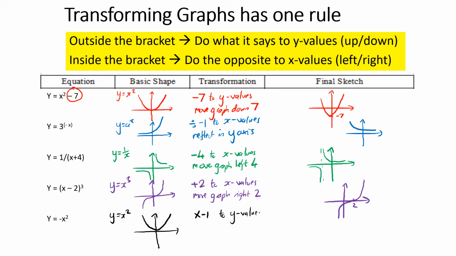What will that actually do? Well, if we times them by minus 1, all the positive y values will become negative y values, and vice versa. So it will reflect in the x-axis. What would that look like? It would look like that.